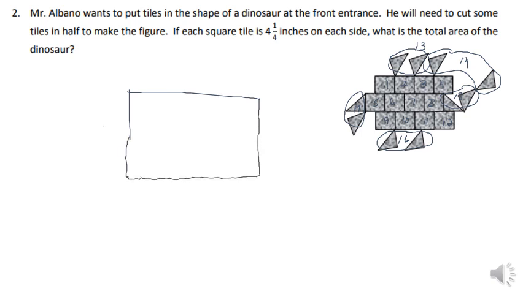Because now I know I have 17 on this side. And it says each tile is 4.5 inches on each side. So now I can find the area of one tile. And I know it's 4 1/2 by 4 1/2. And this is going to be 16 because 4 times 4. This is going to be 4/4, which is equal to 1 whole. This one here is going to be 4/4, which is equal to 1 whole. And this is going to be 1/4.